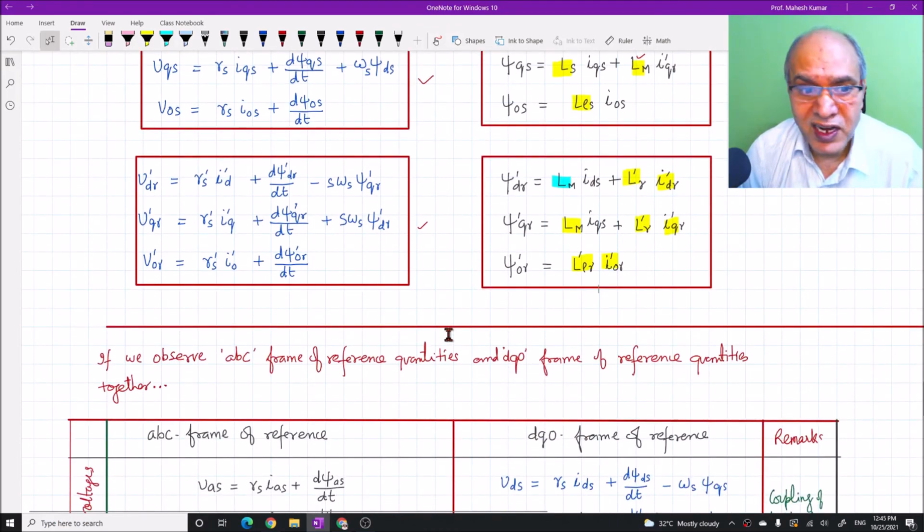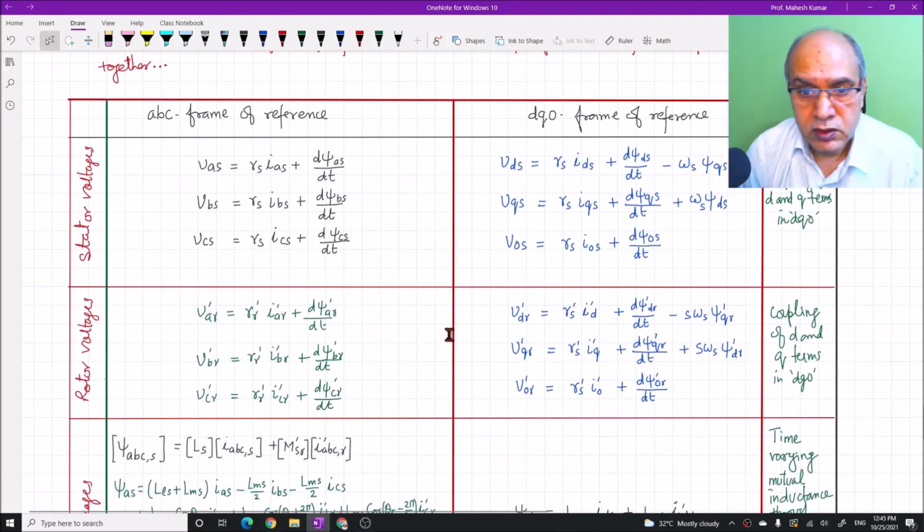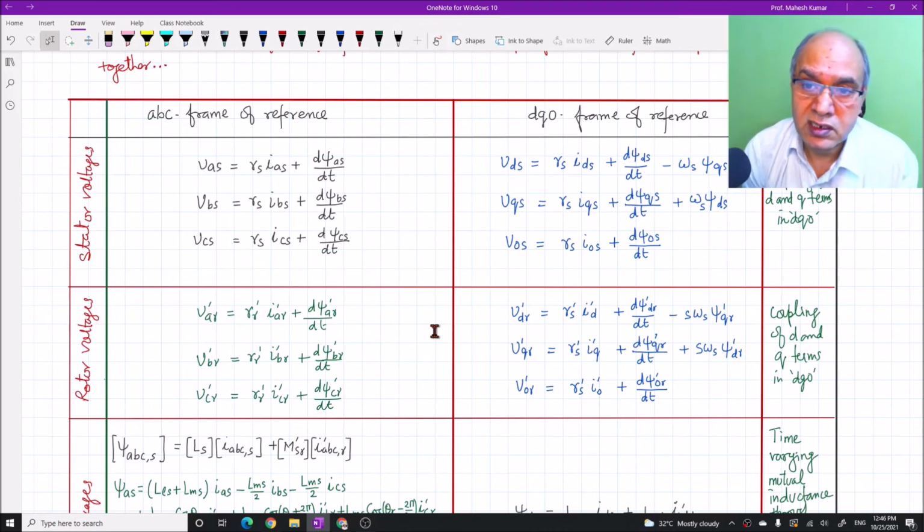That can be felt from this overall table that I have prepared to feel at a glance what is the difference between the ABC and DQ0, and this will also give you the answer to why we chose to transform the ABC quantities to DQ0 quantities to study this machine.